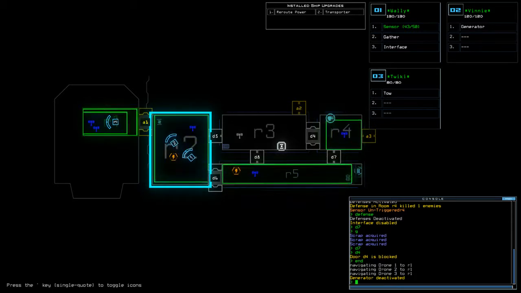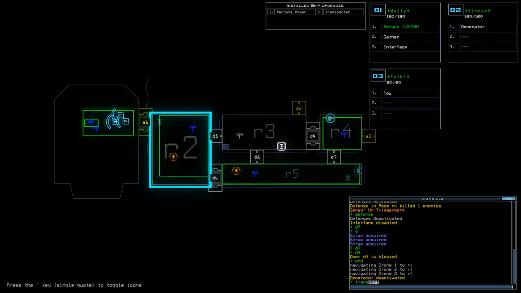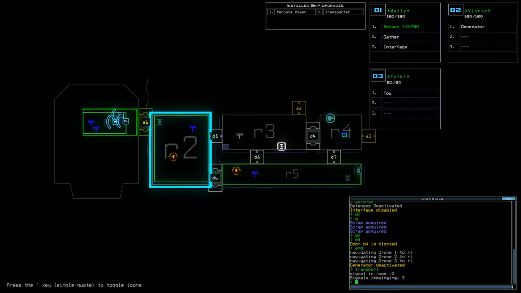Transporter. I mean, we could wait for a transport signal to see if we can get that drone upgrade out, potentially, if we get a signal in R3. But there is no guarantee. There's two remaining. We could wait out, but I don't think I'm going to worry.